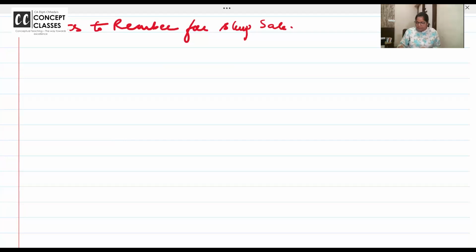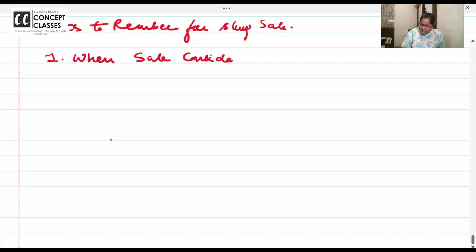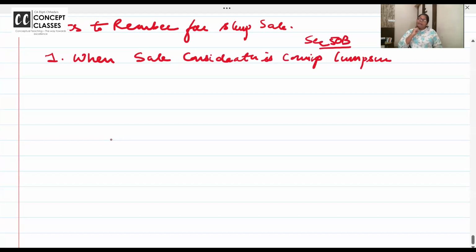First point, write it down. Number 1, slump sale. When sale consideration is coming lump sum, section 50B. If you don't understand my writing, listen and write.